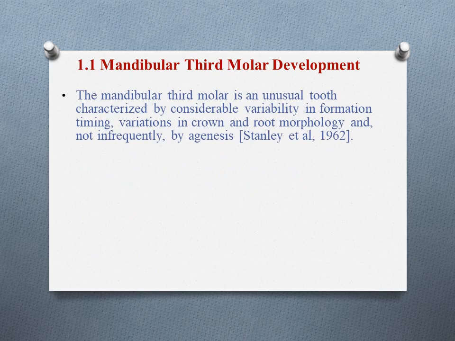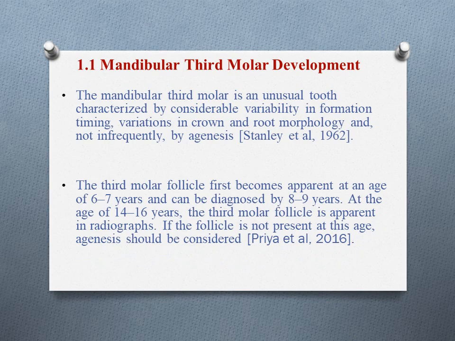Mandibular third molar development. The mandibular third molar is an unusual tooth characterized by considerable variability in formation timing, variation in crown and root morphology, and not infrequently by agenesis. The third molar follicle first becomes apparent at age of 6 to 7 years and can be diagnosed by 8 to 9 years. At the age of 14 to 16 years, the third molar follicle is apparent in radiograph. If the follicle is not present at this age, agenesis should be considered.